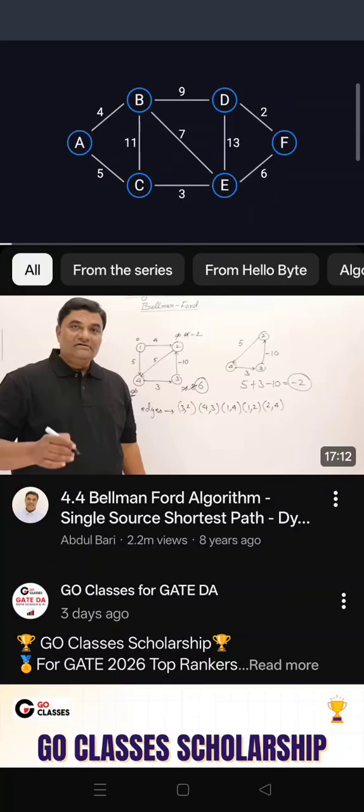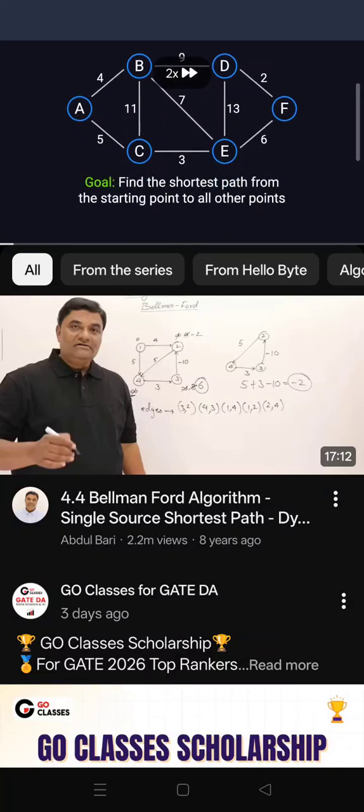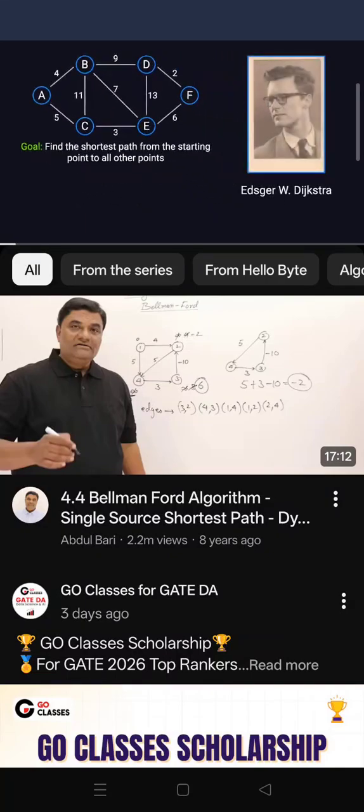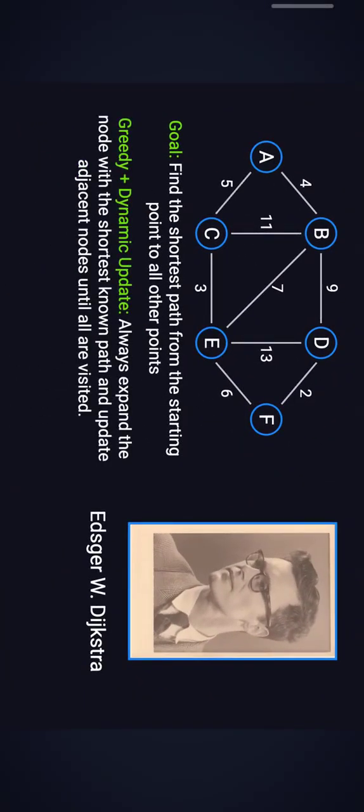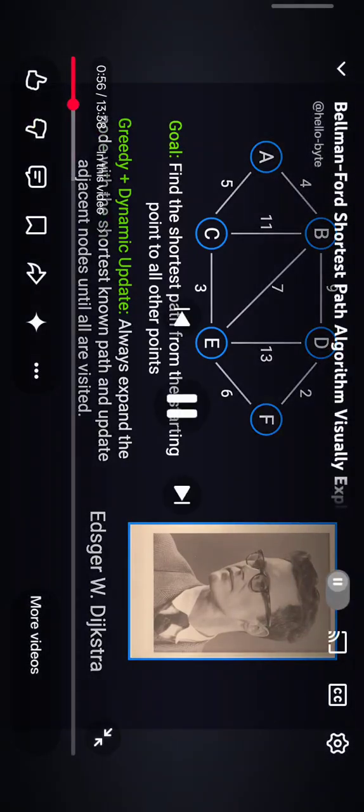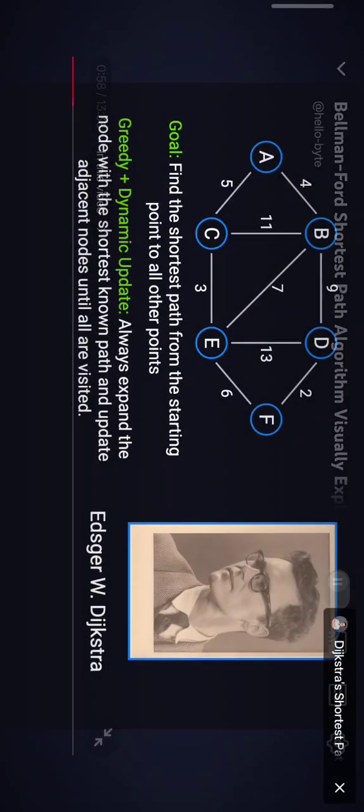Before we dive into the Bellman-Ford algorithm, let's take a moment to revisit the shortest path problem. This is one of the fundamental challenges in graph theory, and you might remember that Dijkstra's algorithm is one of the most efficient ways to solve it. This method follows a greedy approach with dynamic updates. It always expands the node with the shortest known distance and keeps refining the shortest paths to its neighbors until all nodes have been processed. If you're curious to learn more about Dijkstra's algorithm, be sure to check out our other videos on this topic.